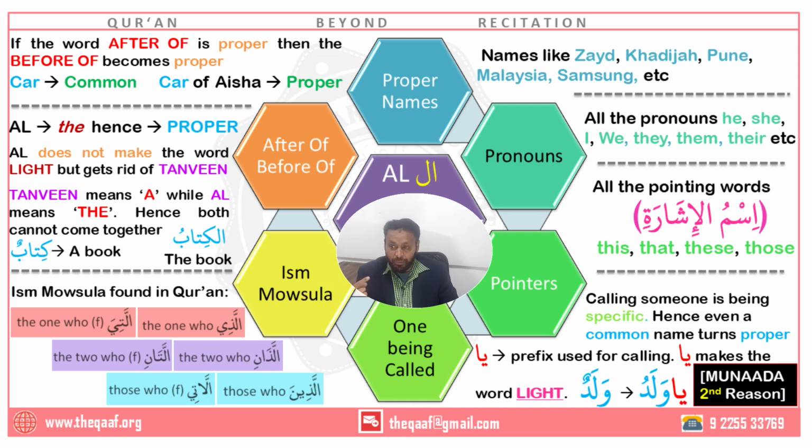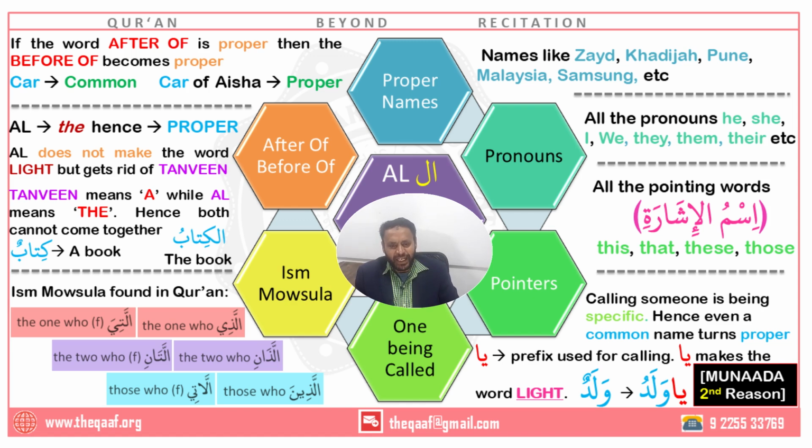We studied reason number 1 as a partially flexible word. Remember when we were young, I told you that there are 4 reasons for a word to be light. And we studied reason number 1 as partially flexible word. Here is reason number 2. If the word is light, maybe it is prefixed with ya. Maybe it is a munada. Munada means the one who is being called. So if it is munada, it will be light. This is your reason number 2 for a word to be light. 2 more to go.